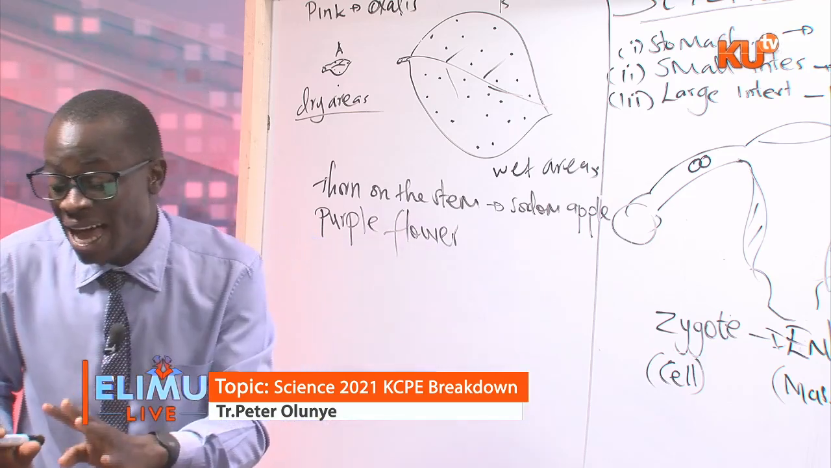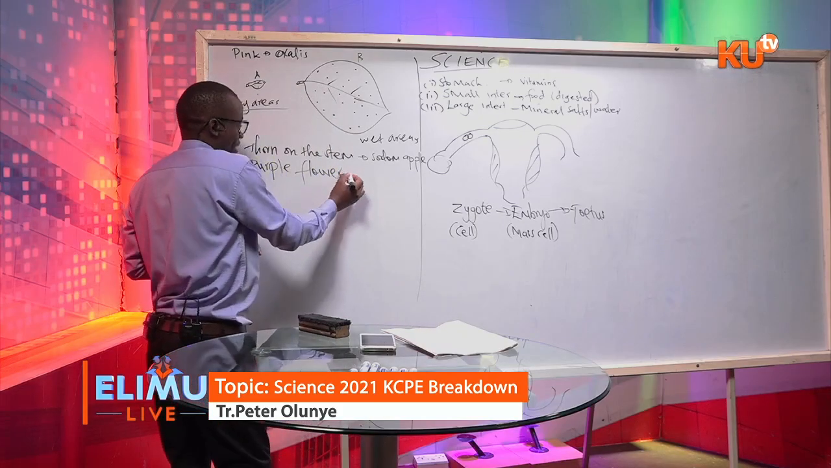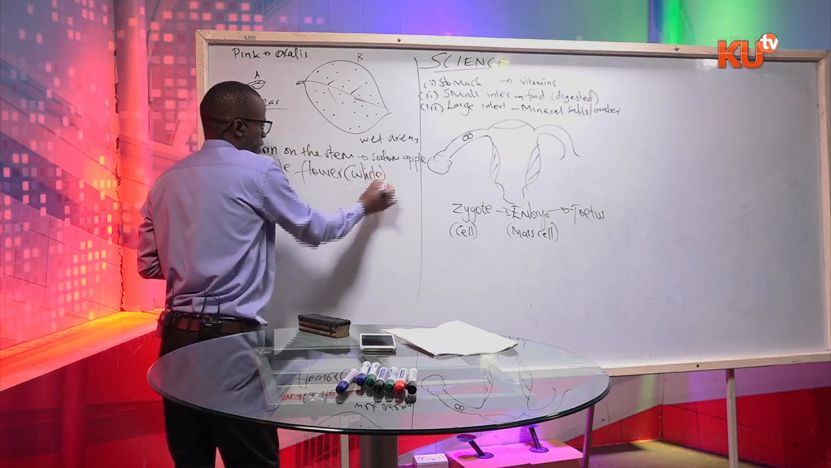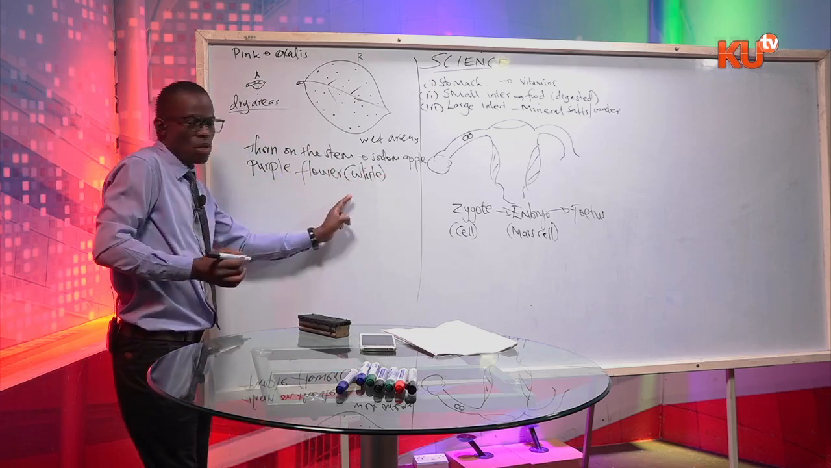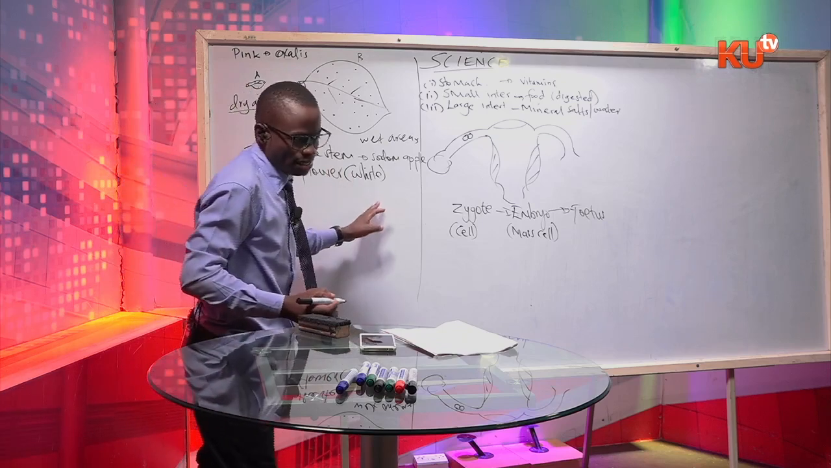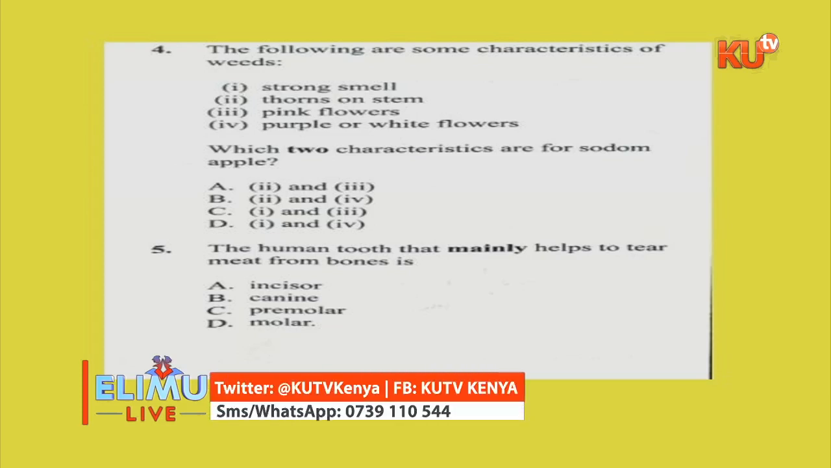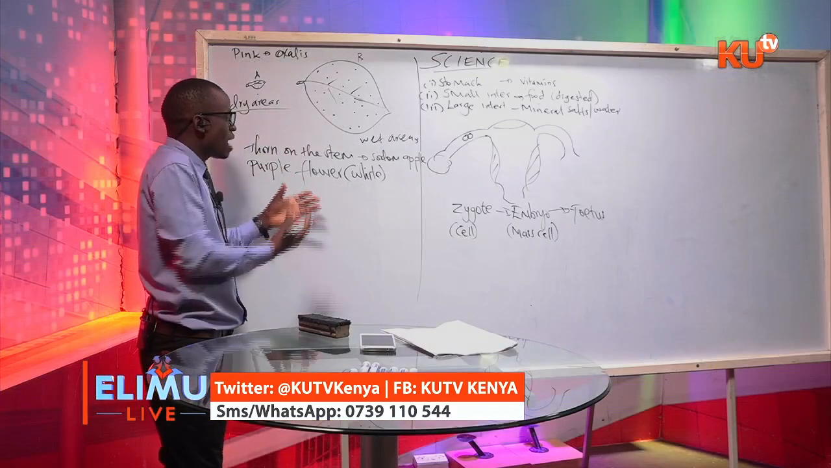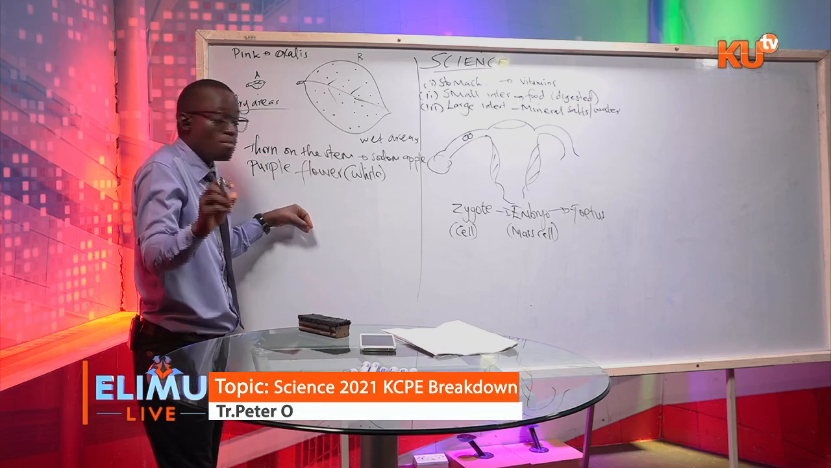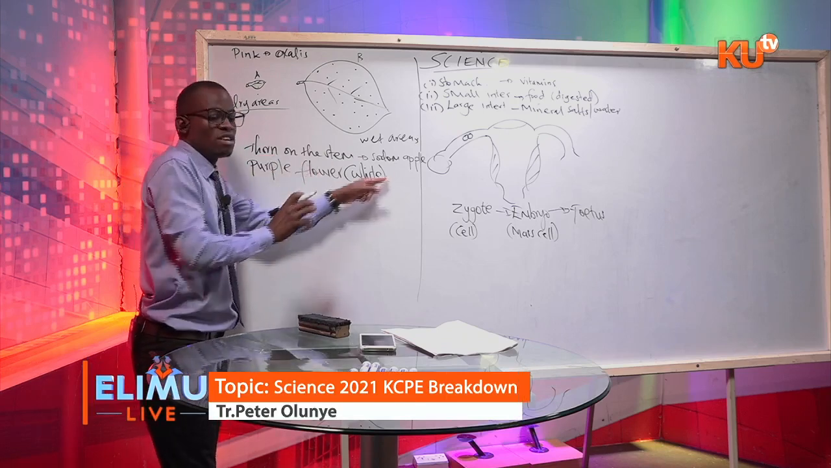So the examiner added something which was white. They said purple and white flowers. Now, remember, generally, the Sodom apple does not have white flowers. Sodom apple has purple flowers. But because some of the inside, the stigmas and some of the parts, become white, that's why the examiner talked about purple and white flowers.